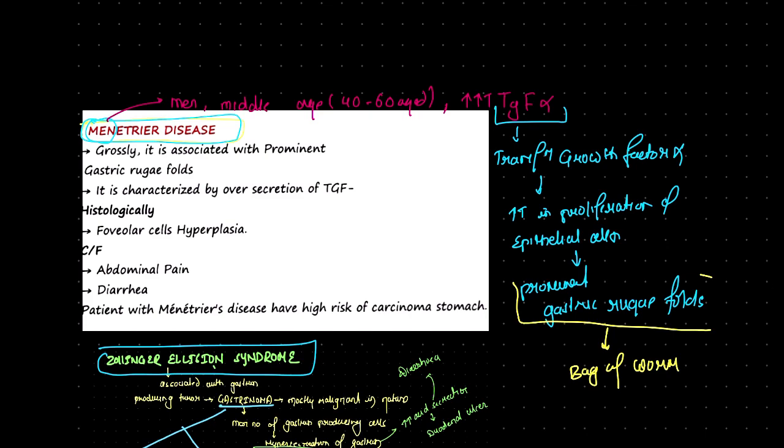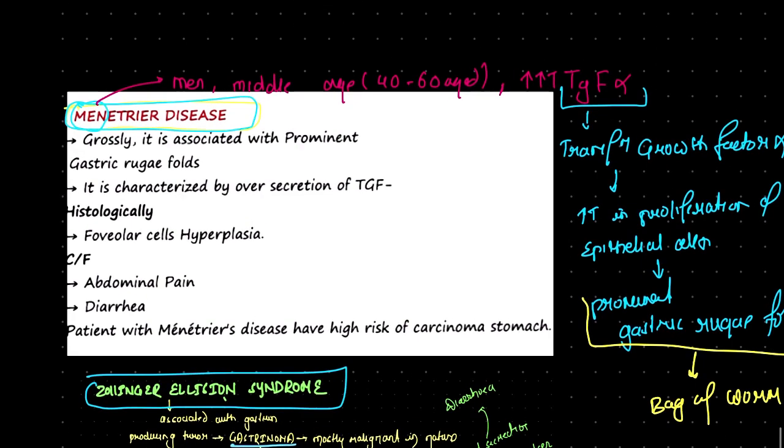Okay, now the content written here, you can see grossly it is associated with prominent gastric rugal folds. Yes, we already discussed these things. It is characterized by oversecretion of transforming growth factor alpha. Histologically it consists of a large number of foveolar cells, and clinical features are abdominal pain and diarrhea. Patients with Menetrier disease have a high risk of carcinoma stomach. This was about Menetrier disease.